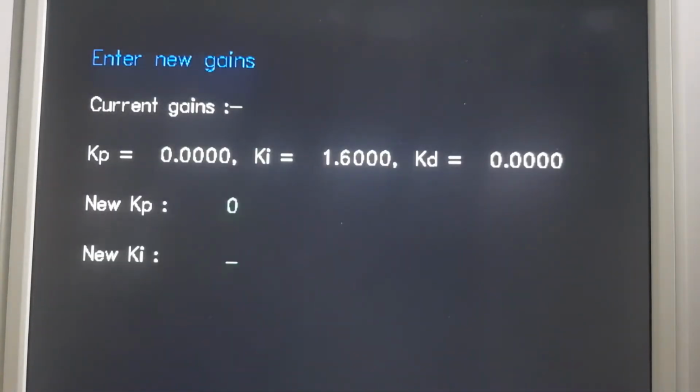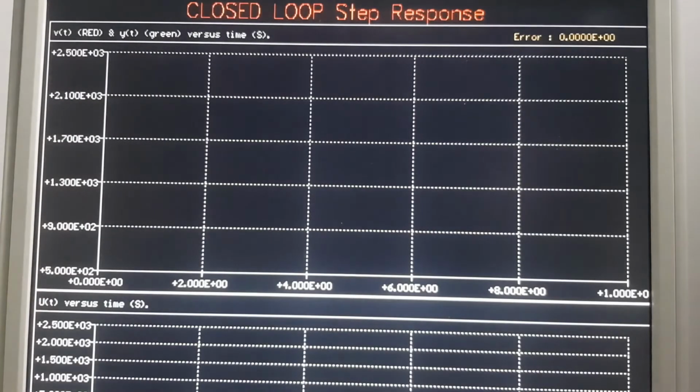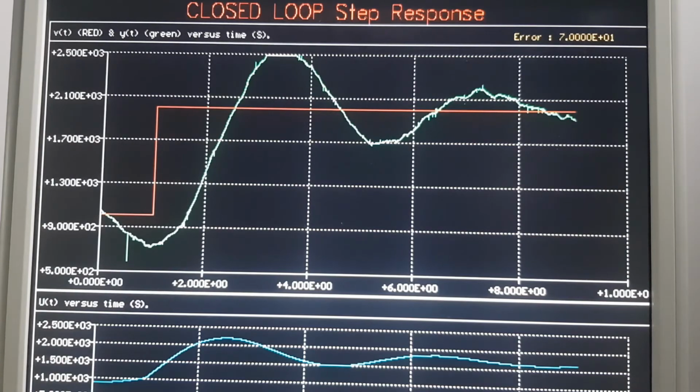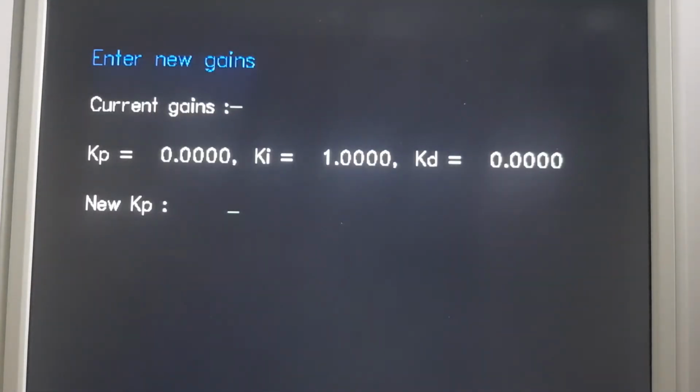So we try 1 again, just to see what we think might be our best controller. This one doesn't look too good, does it? So 1 is definitely too much. Should we try 0.70?